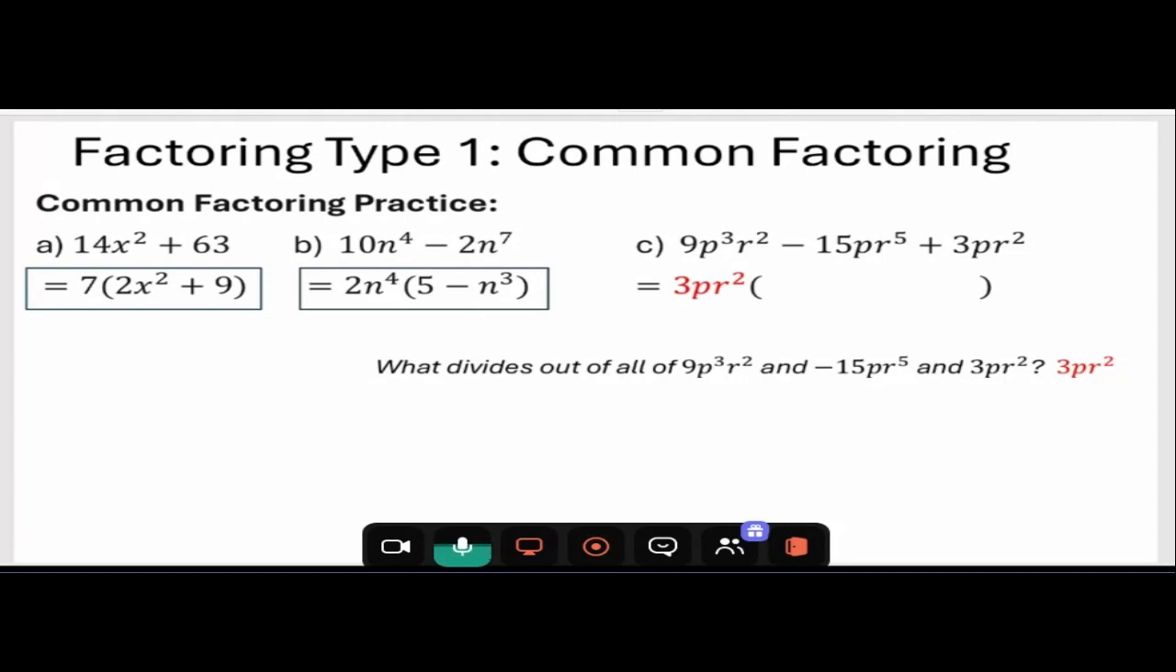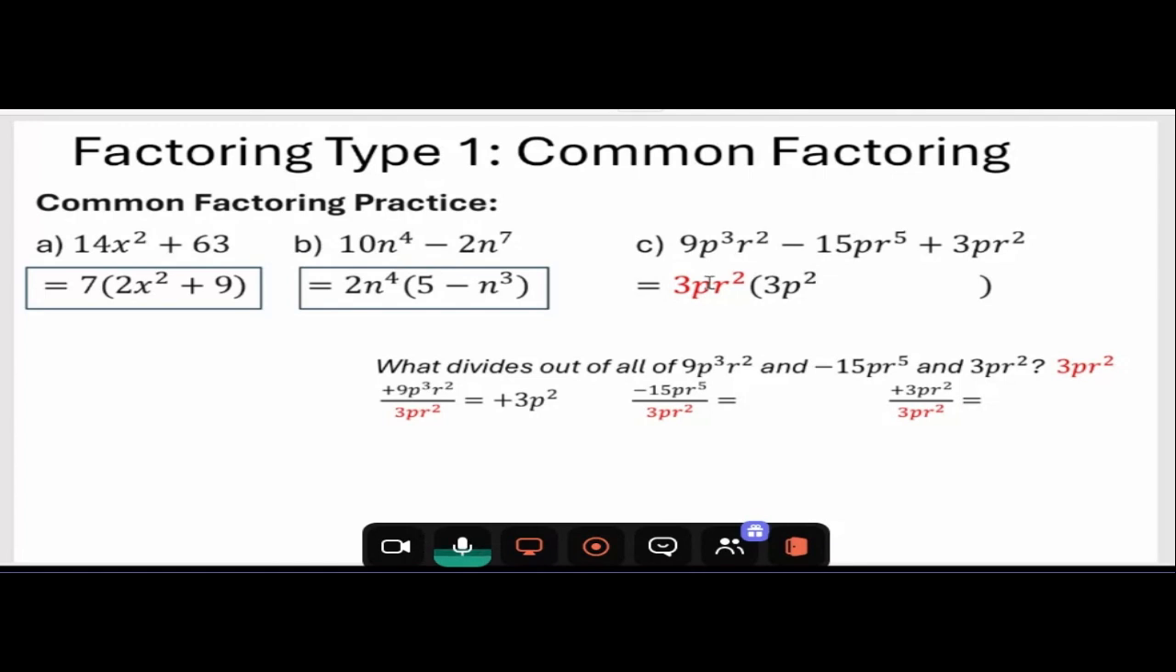And then to find out what's left behind, again, I'm going to write them down below, but I strongly recommend you get to the point where you don't have to. You just want to look at this and say 9 divided by 3, p cubed divided by p, and r squared divided by r squared. Or even beyond that, the way most people start to look at it, the 3 is the 3. 9, you divide out the 3, and there's 3 left.